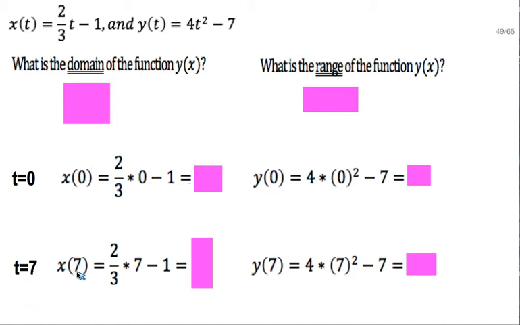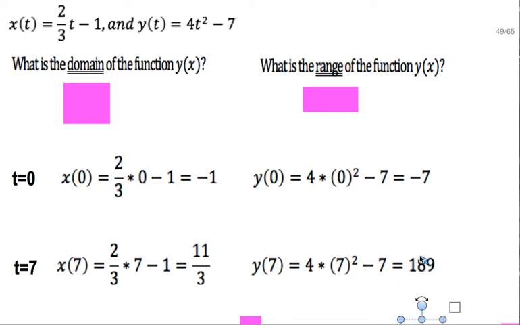Do the same thing, but this time plug in 7, find out what you get. And then do the same thing for your y formulas, plug in 0 and 7. When you do the math, you end up with -1 here, 11 over 3 here, negative 7 here, and 189 here.